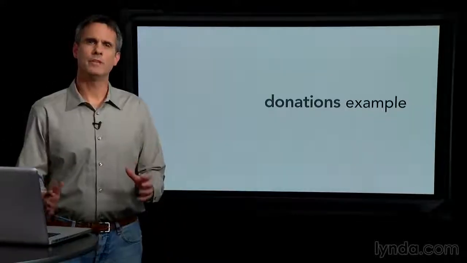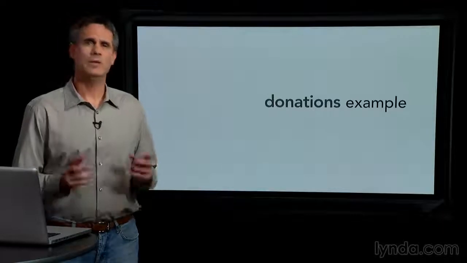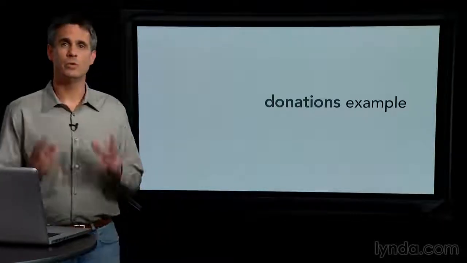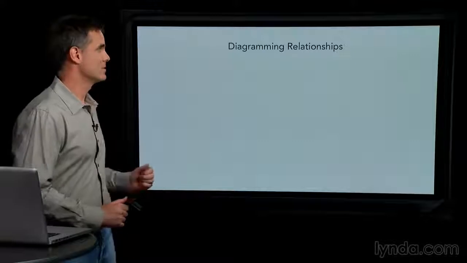So far, we've learned about the basic relationship types and how to model relationships between tables. However, we've only looked at one use case. But in this movie, we're going to use a real-world example to apply what we've learned. In review, data modeling breaks into three phases.